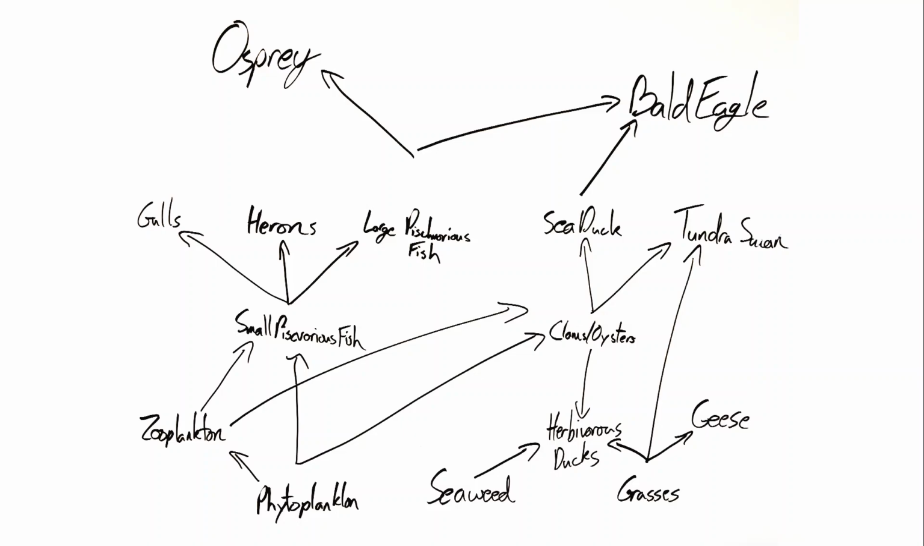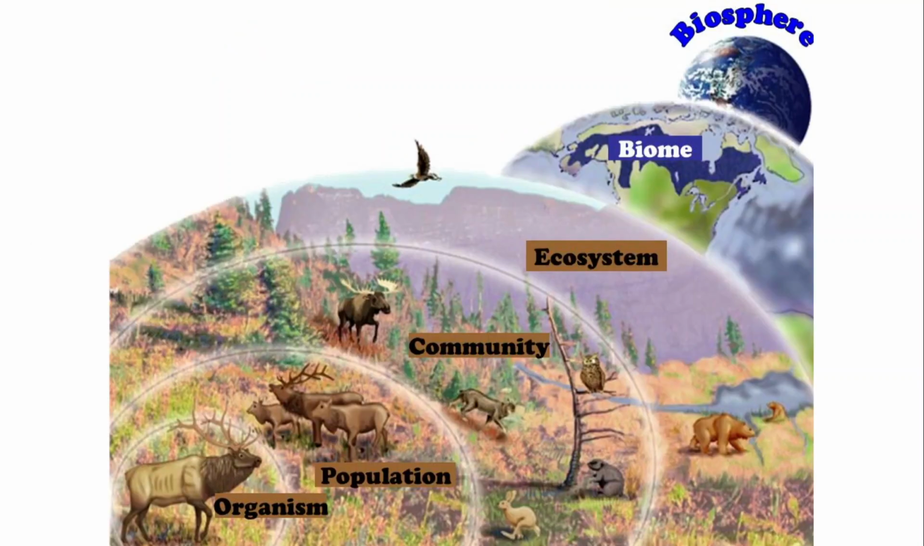So we've got a bunch of biotic things, right? Animals working together, or not working together because they're eating each other, in an environment.